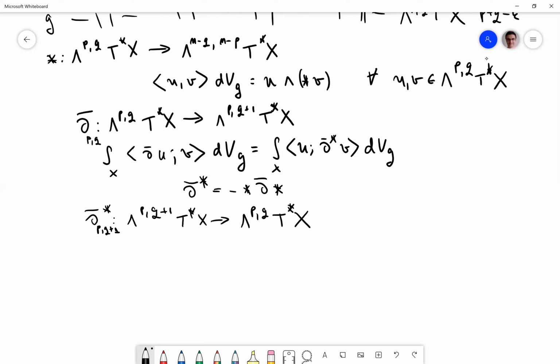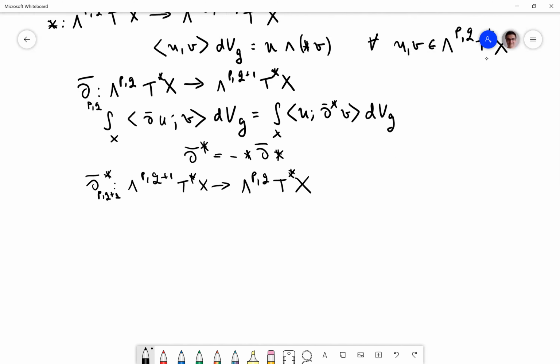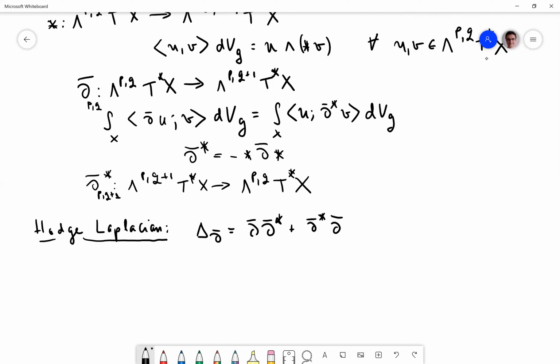Okay, so you know where the story is going if you saw the previous video on Hodge theory and Riemannian manifolds. Next up, we define a notion of Laplacian. In the complex case, this is called the Hodge Laplacian. The Hodge Laplacian is defined analogously: it is Delbar Delbar star plus Delbar star Delbar. And this will take (p,q)-forms to (p,q)-forms.